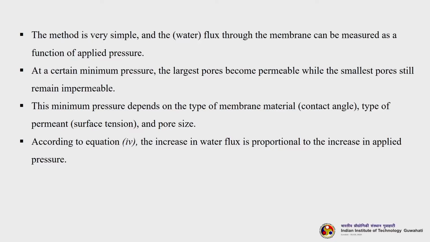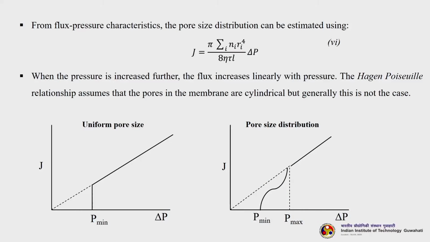This is a very simple method. You have a membrane, you put it in a dead end filtration module, fill it with water, and then pressurize it. Once you are pressurizing it, we get permeate. That permeate you measure and you get flux from that. From the flux pressure characteristics, the pore size distribution can be estimated using this particular equation.